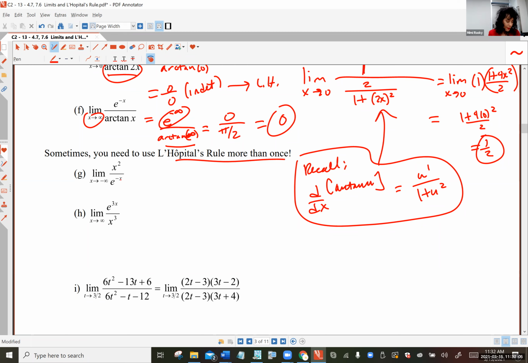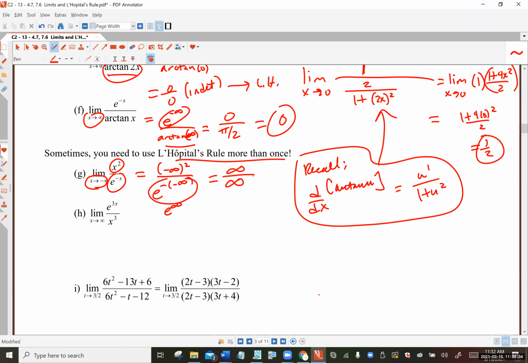So check it out. Here we have the limit as x goes to negative infinity. And so you have x squared over e to the minus infinity. Be careful here because I am trying to trick you. You're going to substitute negative infinity. But negative infinity squared is going to be a positive. So you will get a positive infinity. And this is e to the positive infinity. Check your limit facts. What's e to the positive infinity go to? Infinity.